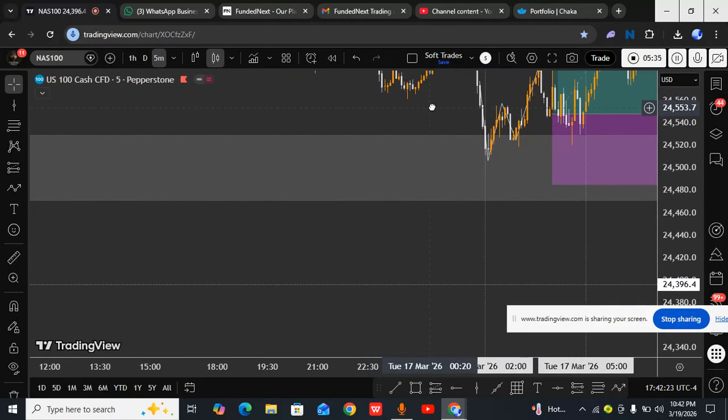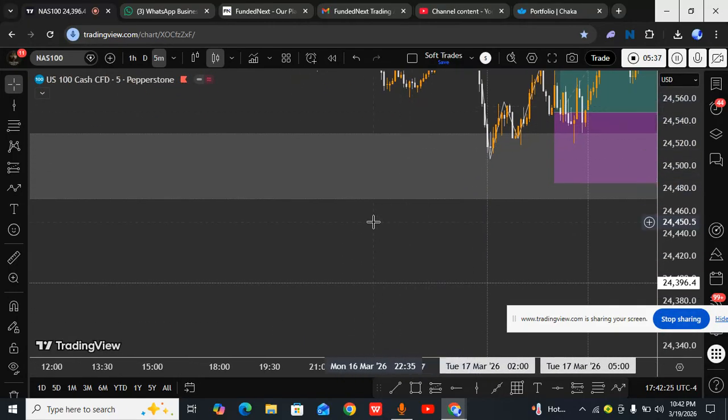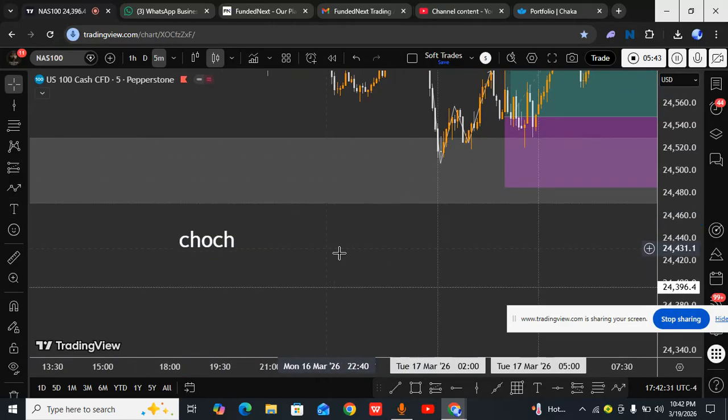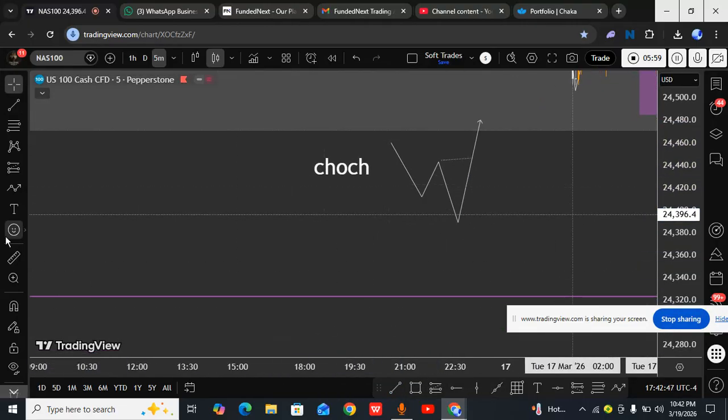Now, there are two kinds of structures, or reversal structures, right? There is a change of character, which is when price comes down into a zone, does, let's say, something like this, does something like this, then does something like this. Now, this is a change of character. Now we have market structure shift, MSS.